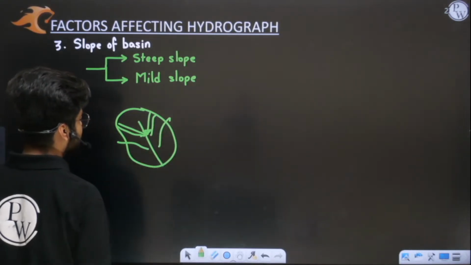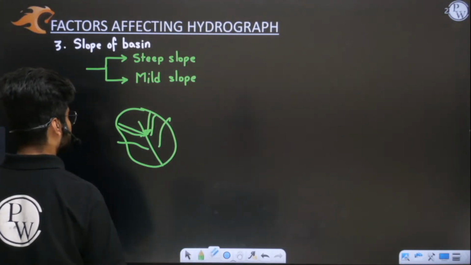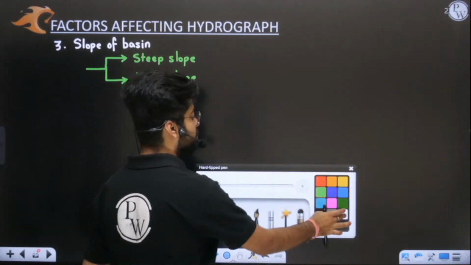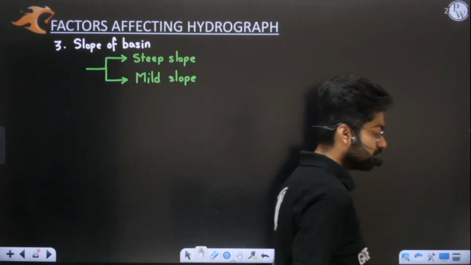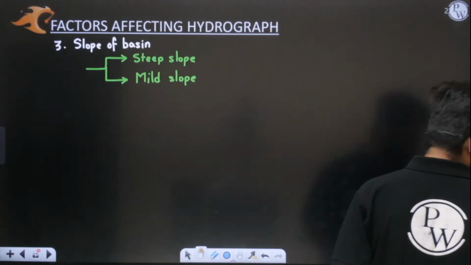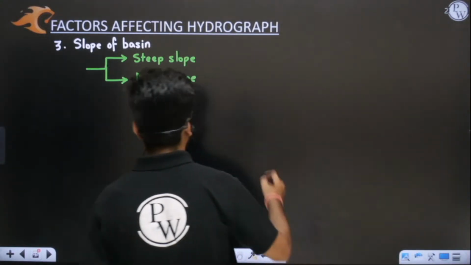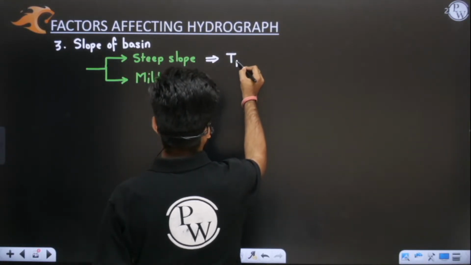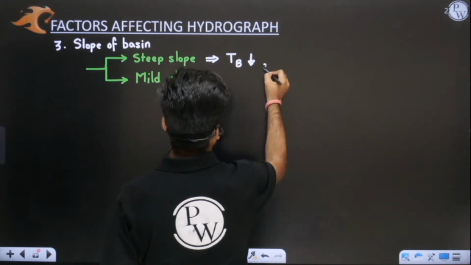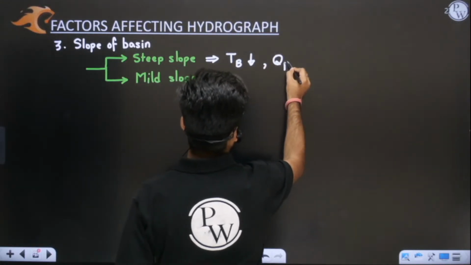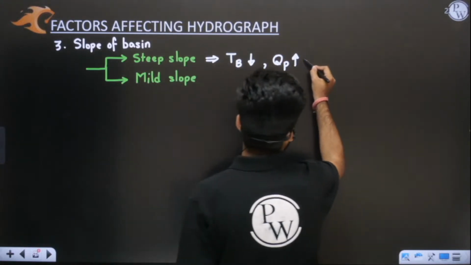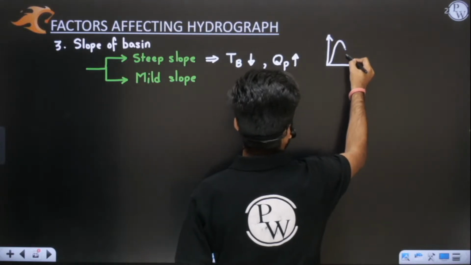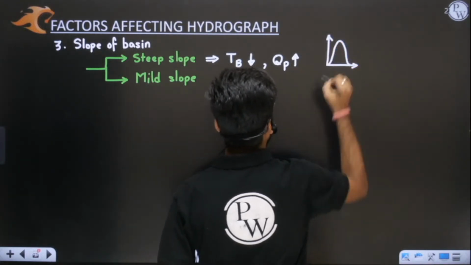And ultimately reach your outlet. So when we have a steep slope, sir, then obviously in that case water will drain off quickly. Yes or no? Perfect. Great. Sir, when we have a steep slope, then water drains off quickly, base time will be less and peak discharge will be more. Okay, this kind of graph I will see, a sharp graph, where peak is more and base time is less.